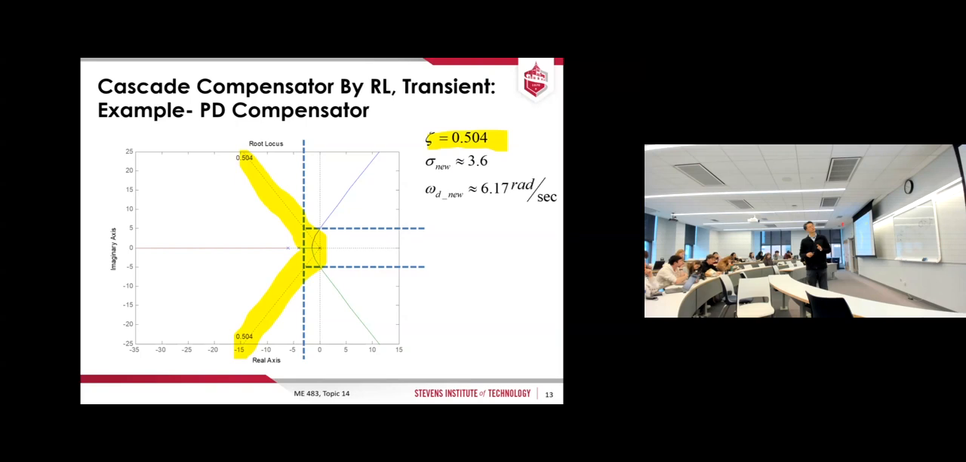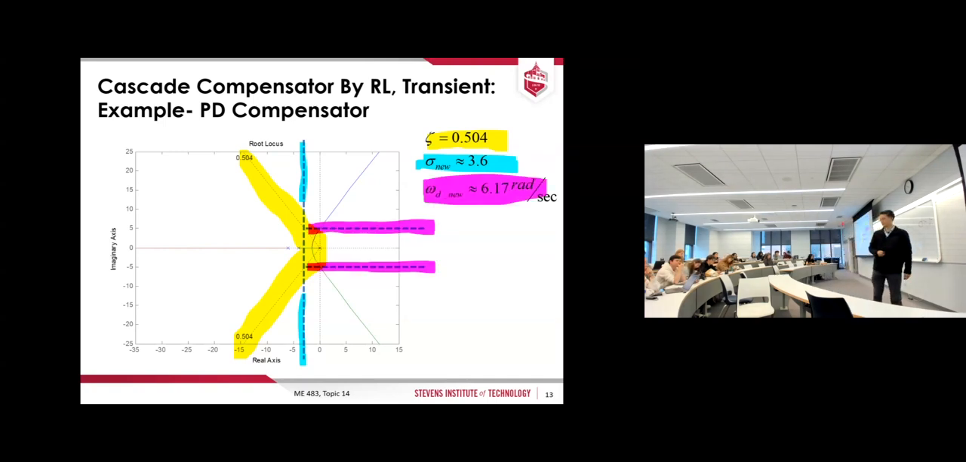Okay? So what's our design point? Again, that's your requirement. That's not exactly the asymptotic angle, I would say that's the trend angle. That's 0.5, that is zeta. And new sigma, 3.6. So that's your trend line for sigma. And another trend line for omega d is here. Sigma and omega d.